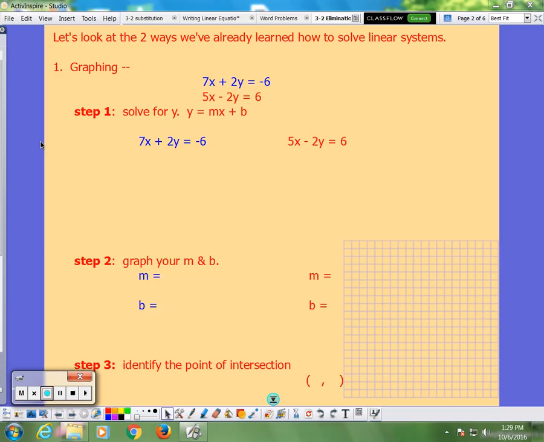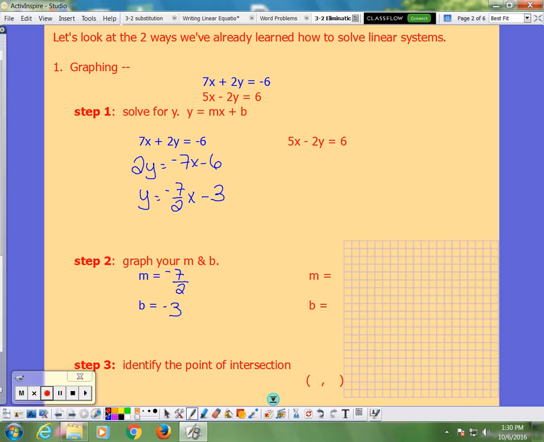So first, let's look at graphing. I have the equations 7x plus 2y equals negative 6 and 5x minus 2y equals 6. So step one, if you remember, is to what? Solve for y. So this becomes 2y equals negative 7x minus 6. I divide by 2. Y equals negative 7 over 2x minus 3, because 6 divided by 2 is 3. So if you look down on step 2, m is negative 7 over 2, and b is negative 3.